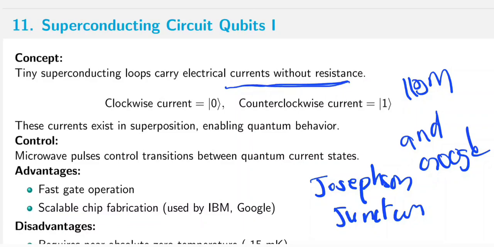If the current flows clockwise, we call it Ket 0. If it is anti-clockwise or counterclockwise, we call it Ket 1. But because of quantum mechanics, it can actually flow both ways at a time. That is why we call it superposition. Microwave signals are used to control and switch between these states.